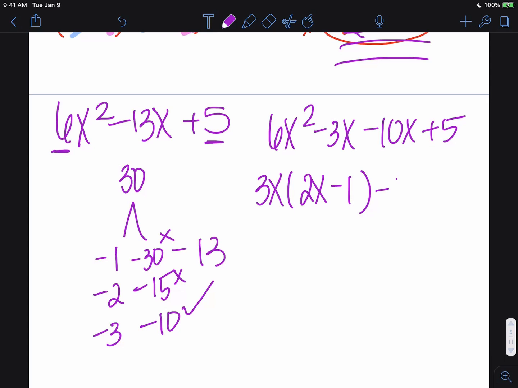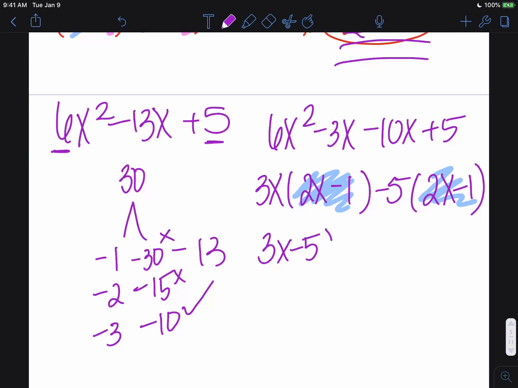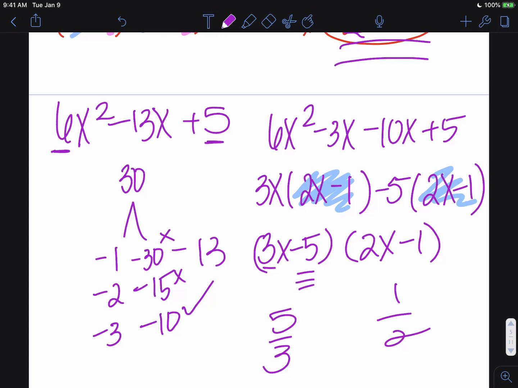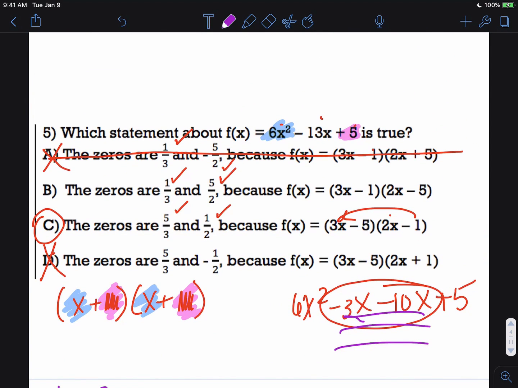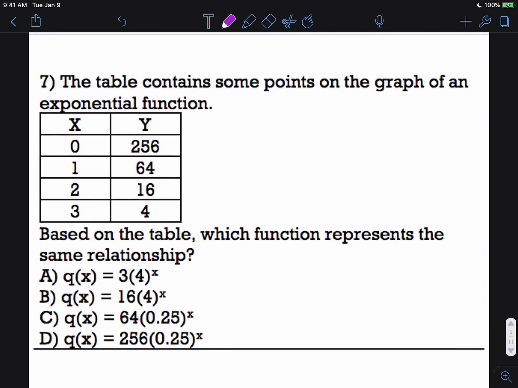I'm going to factor from the second set. I'm going to make sure that the guys on the inside of my parentheses match. And I'm going to combine like terms. Remember that my answers are going to be opposite over coefficient. Look back. I verified that is C. Next one.